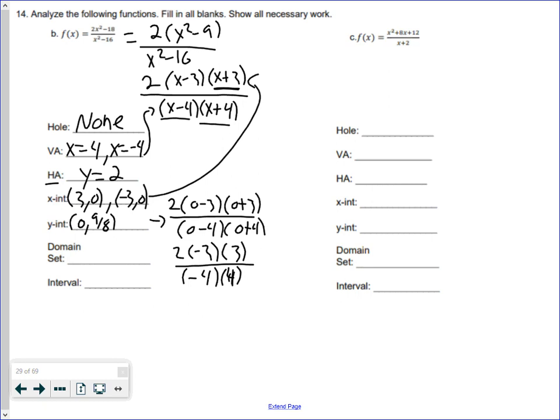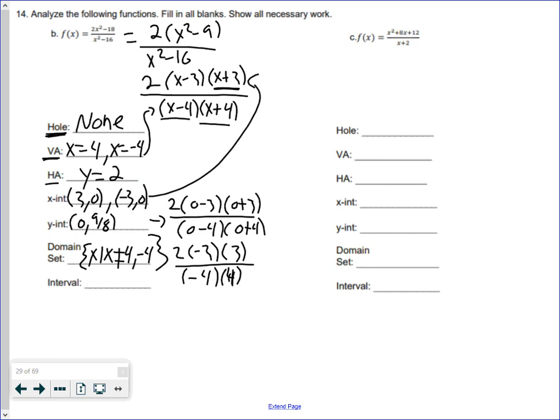Our domain in set notation is just going to be every value other than our vertical asymptotes and our holes. So in this case, it's every x value such that x does not equal our vertical asymptotes of 4 and -4, and our holes, but we don't have any holes, so we don't have to worry about it. Just every x value such that x doesn't equal 4 or -4.